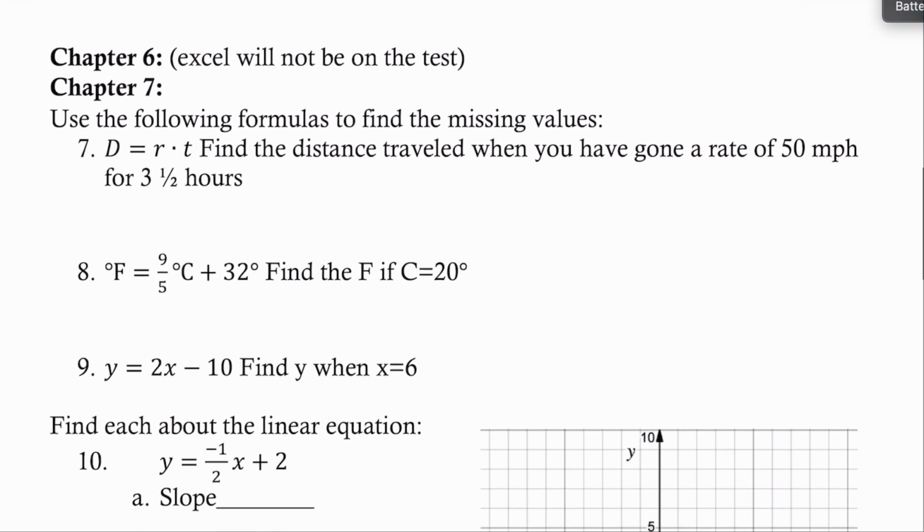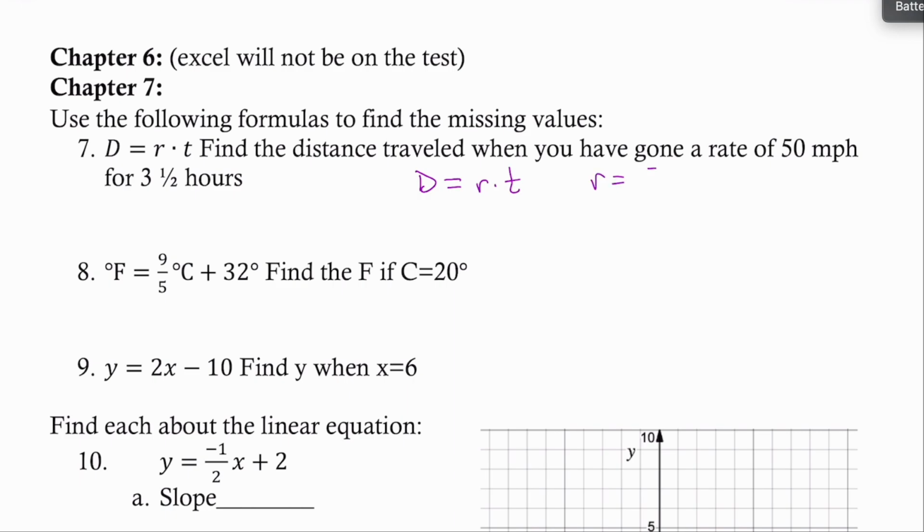Now, we are not going to have any Excel on the test. We are just going to do the more algebraic mathematical components on the test itself. So let's talk about some of the formulas for Chapter 7. This first formula says to find the distance traveled when you have gone a rate of 50 miles per hour for 3.5 hours. So our formula is distance equals rate times time.